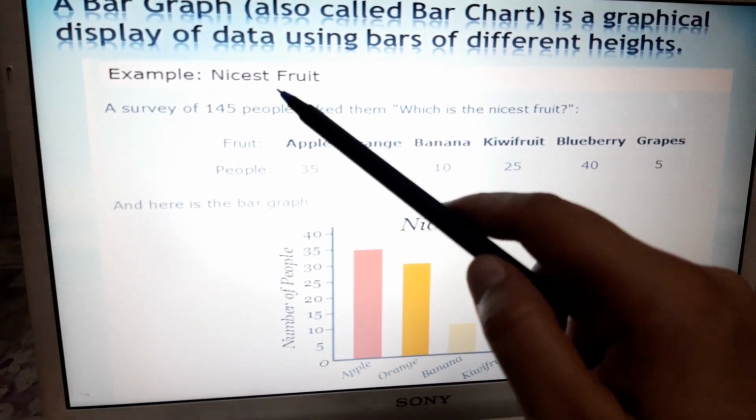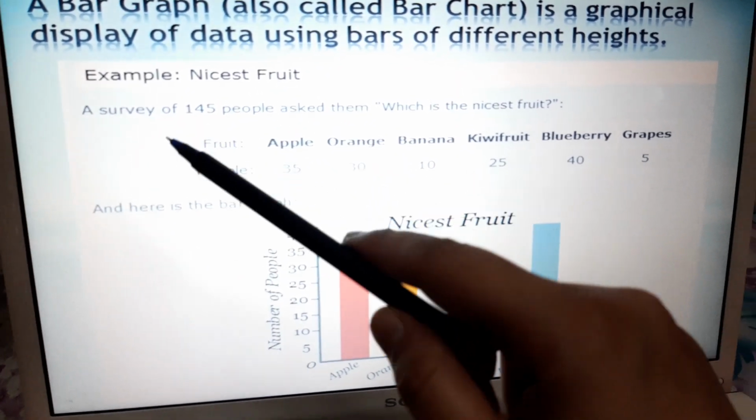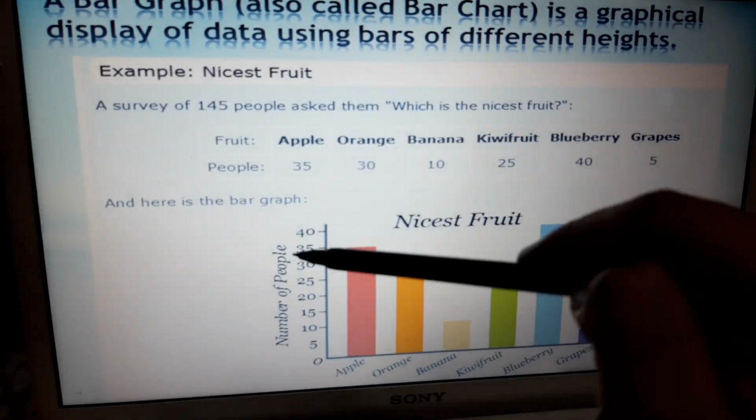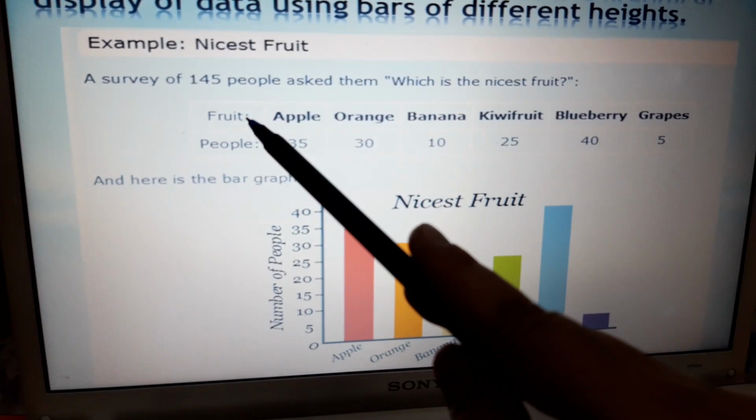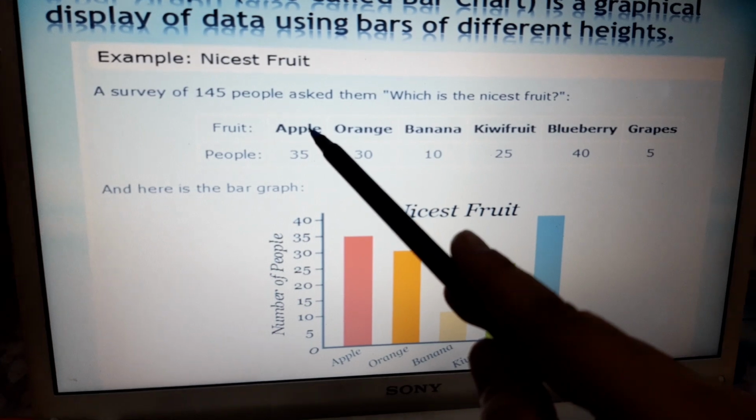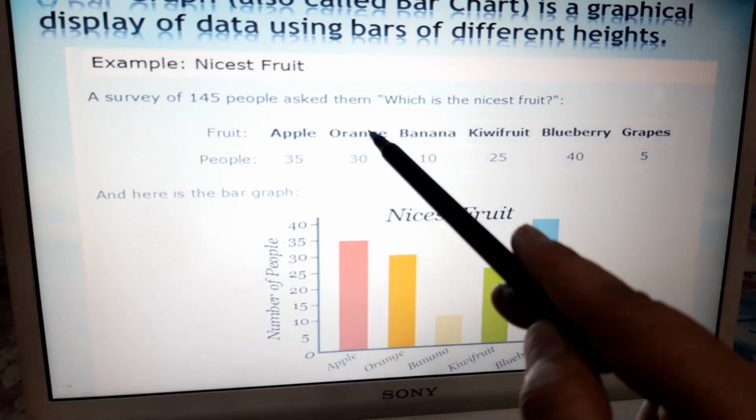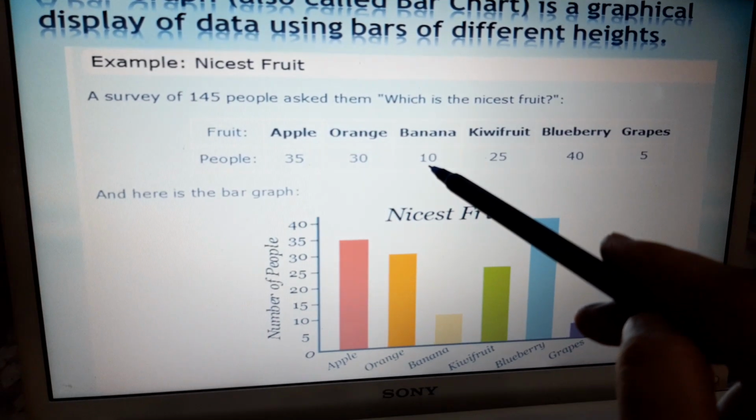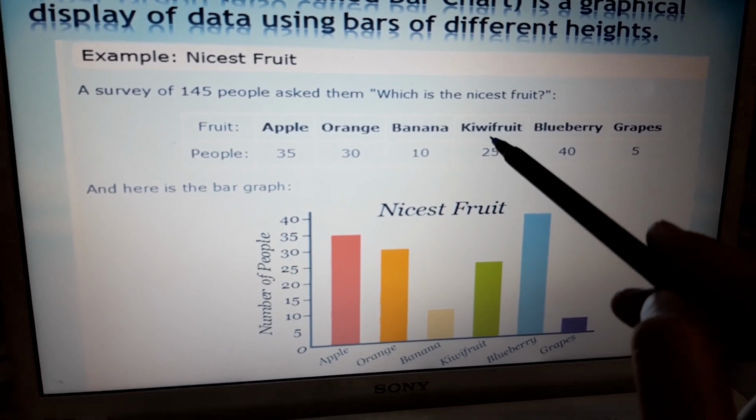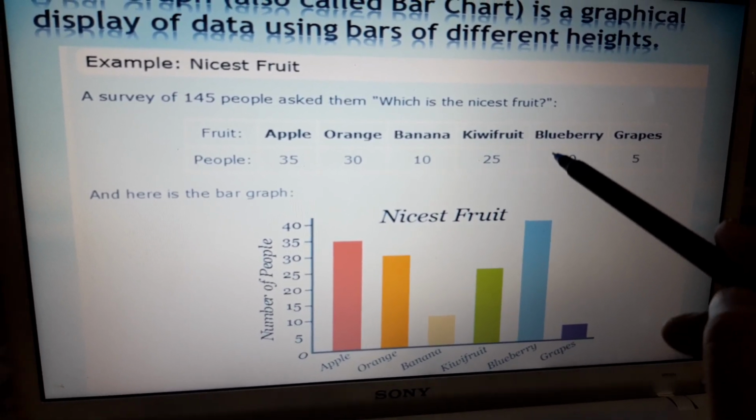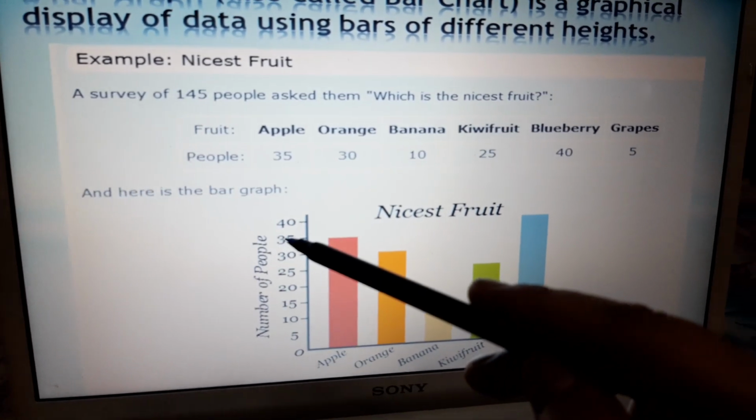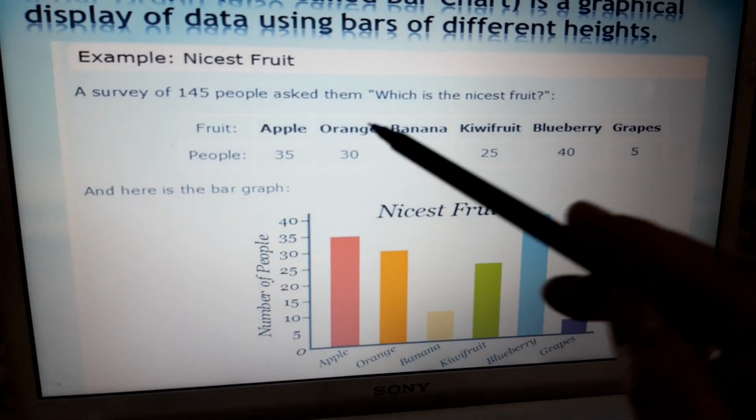Suppose we want to find which is the nicest fruit. We have done a survey of 145 people, asked them which is the nicest fruit. Now the options for the fruits are apple. 35 people told that they like apple. This is the best fruit. 30 people say that the nicest fruit is orange. 10 people say that the nicest fruit is banana. 25 people like kiwi fruit. 40 people like blueberry, and 5 persons like grapes. Now I want to draw a bar graph for this data.